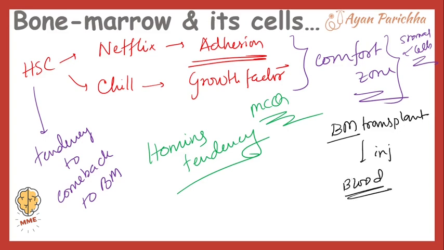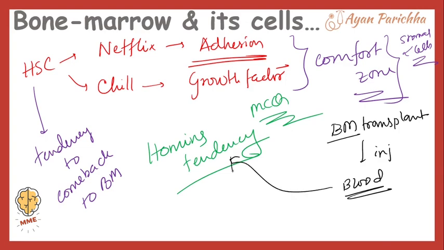Right? Now, you can say that, sir, bone marrow in the blood won't do hematopoiesis. Yes, it won't be doing the hematopoiesis in the blood. So, why don't we put the bone marrow directly into a medullary cavity of a bone? Well, that's difficult and that's painful. So, better than that, it's to inject in the blood. Why, sir? Because bone marrow has a homing tendency.